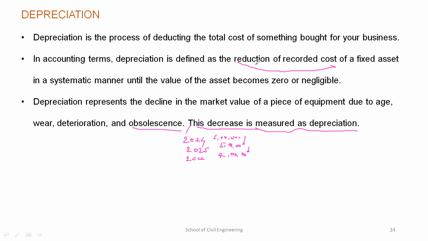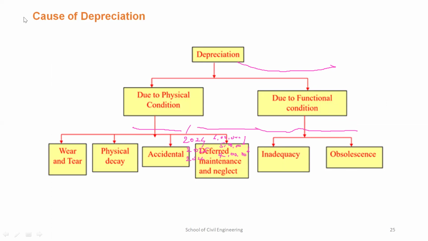Now, how does depreciation happen? Depreciation happens in two ways. One is depreciation due to physical condition, and the other is depreciation due to functional condition. Physical condition means wear and tear, physical decay of an equipment, accidents, or deferred maintenance and neglect. Functional condition means inadequacy of that equipment and obsolescence. To calculate depreciation, we have several methods. We have 5 methods here.